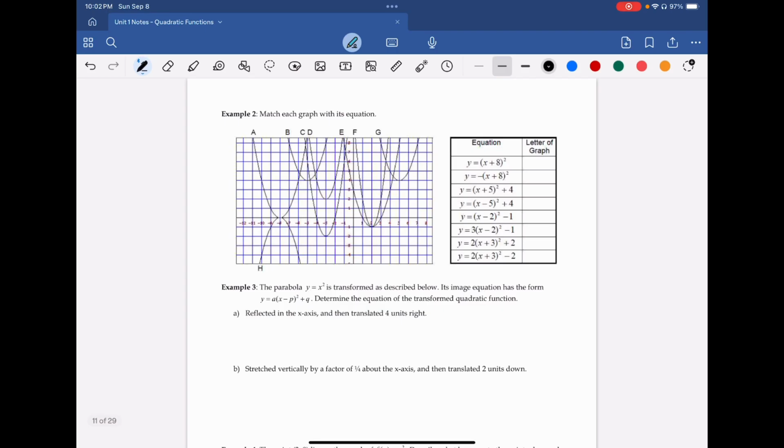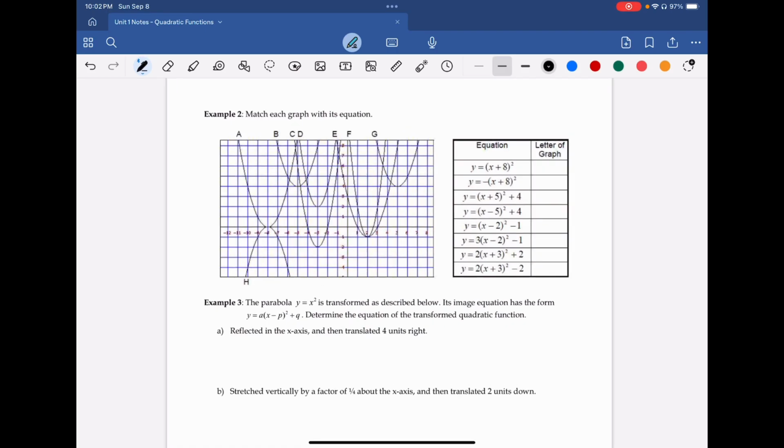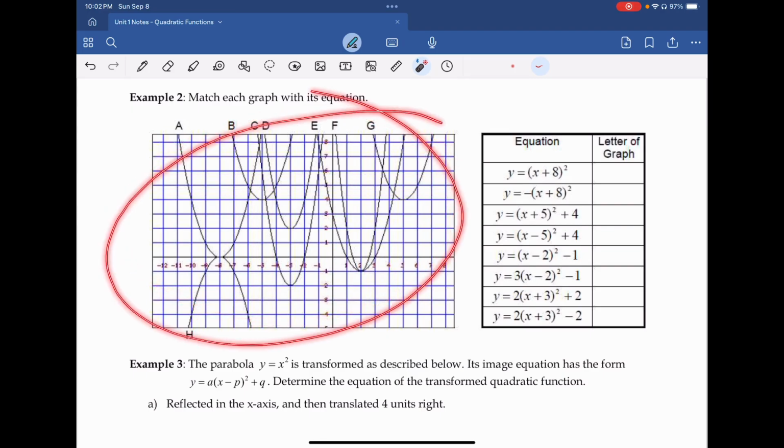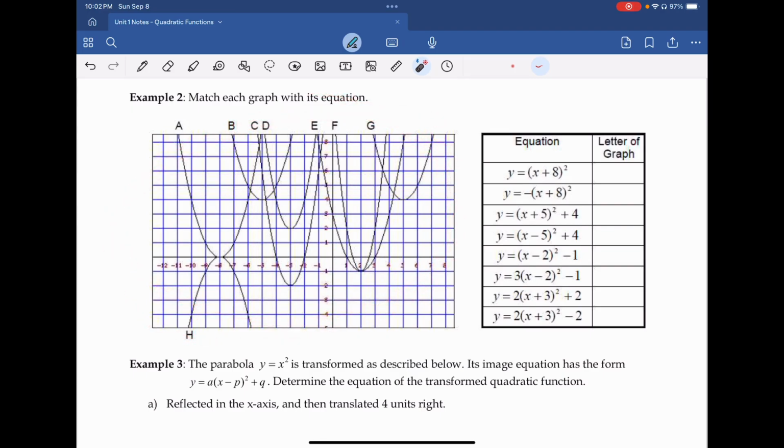All right. Now, moving into our next section here, example 2, we're going to be tasked with putting the letters for each of the appropriate equations over on the right-hand side here. So they've given us a bunch of parabolic graphs put together, a bunch of quadratic functions together. And they've given us the equations that they might represent over on the right-hand side, and we want to match up with the appropriate graph, which is always the letter in the top left of the graph.